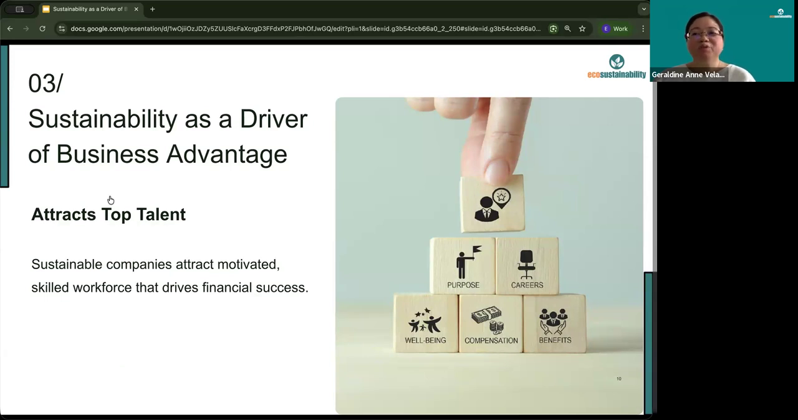Sustainable companies attract a motivated, skilled workforce that drives financial success. Being sustainable gives employees a sense of security and inspires loyalty and engagement, thereby increasing productivity. A company that is not sustainable can lose out on top talent to competitors who are.